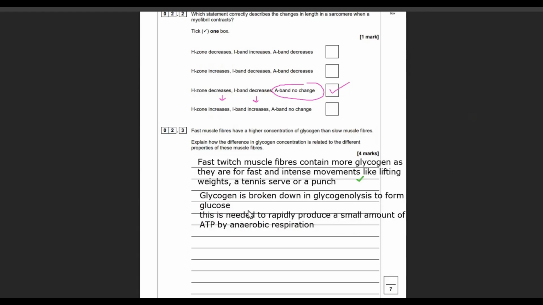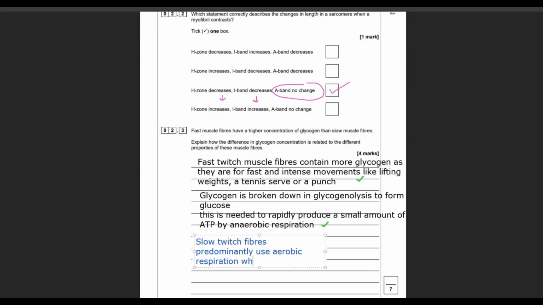So fast twitch muscle fibers have lots of glycogen, so they can break it down to form glucose for anaerobic respiration to produce a small amount of ATP in a short amount of time. This happens rapidly or quickly. We want to put the time there as well. This is rapid or fast. I've used the word rapidly. Nice. Right.